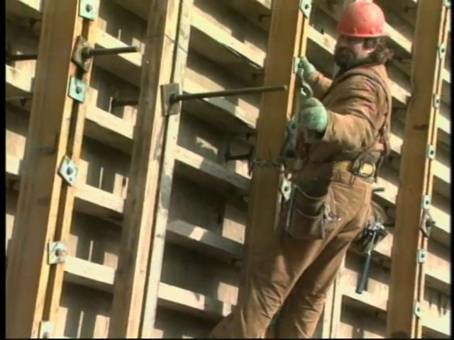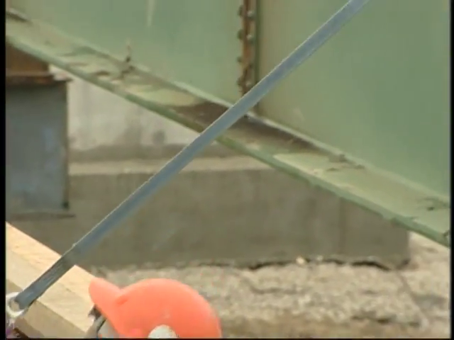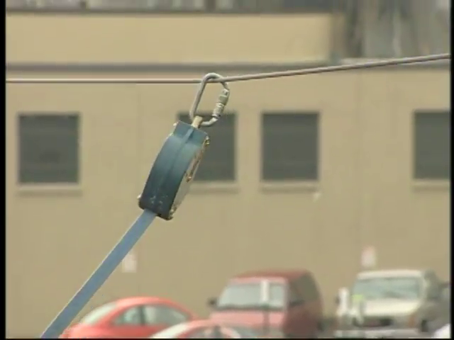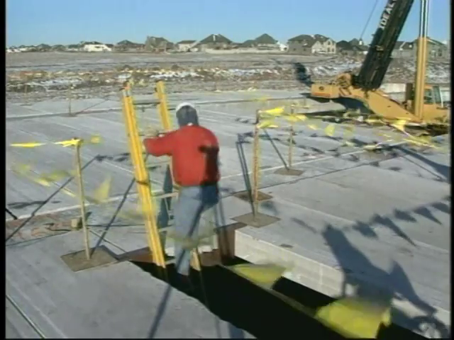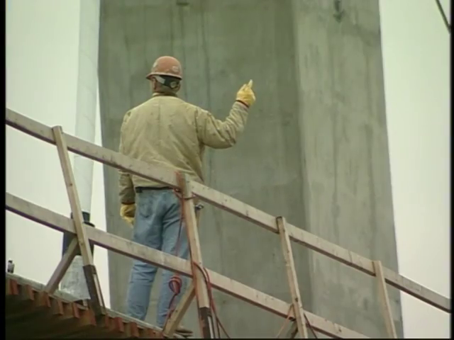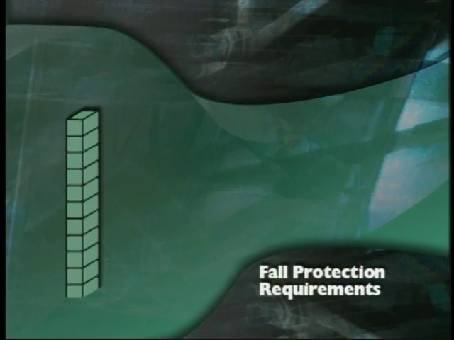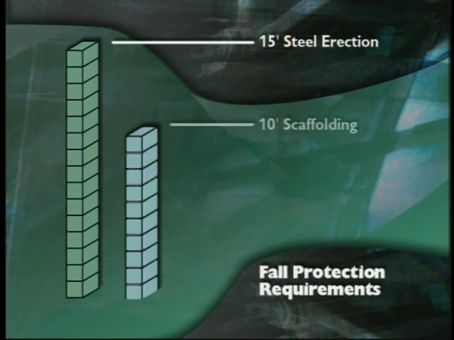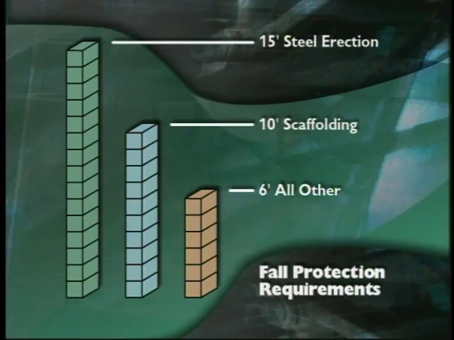Fall restraint and fall positioning holds the worker in place. Fall arrest allows the worker to fall only a short distance before breaking the fall. Fall protection systems also include safety nets, positioning devices, warning line systems, controlled access zones, guardrails, and hole covers. For steel erection work, fall protection is required at 15 feet. For scaffolding, fall protection is required at 10 feet. And for all other situations, fall protection is required at 6 feet.